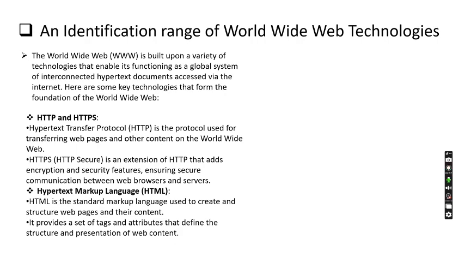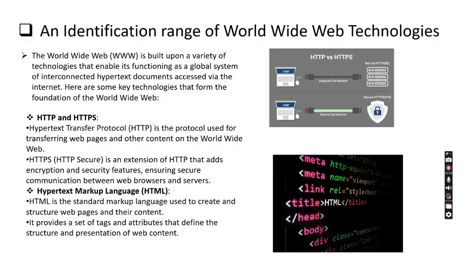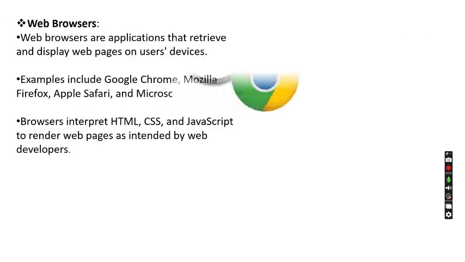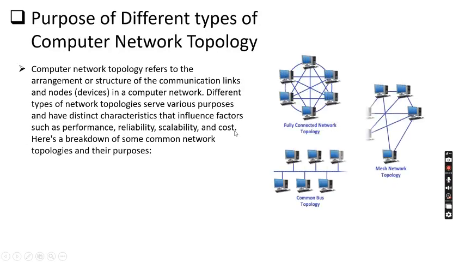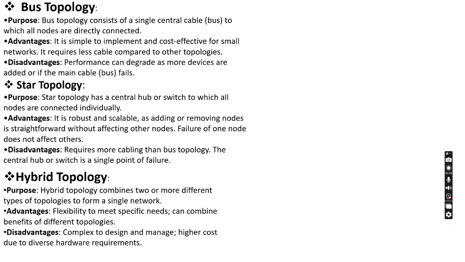An identification of a range of World Wide Web technologies: HTTPS, HTTP, and hypertext markup language, that means HTML. Web browsers. Web browsers are applications that retrieve and display web pages on users' devices. Examples: Google Chrome, Mozilla Firefox, Apple Safari, and Microsoft Edge. Purpose of different types of computer network topology. Bus topology, star topology, and hybrid topology.